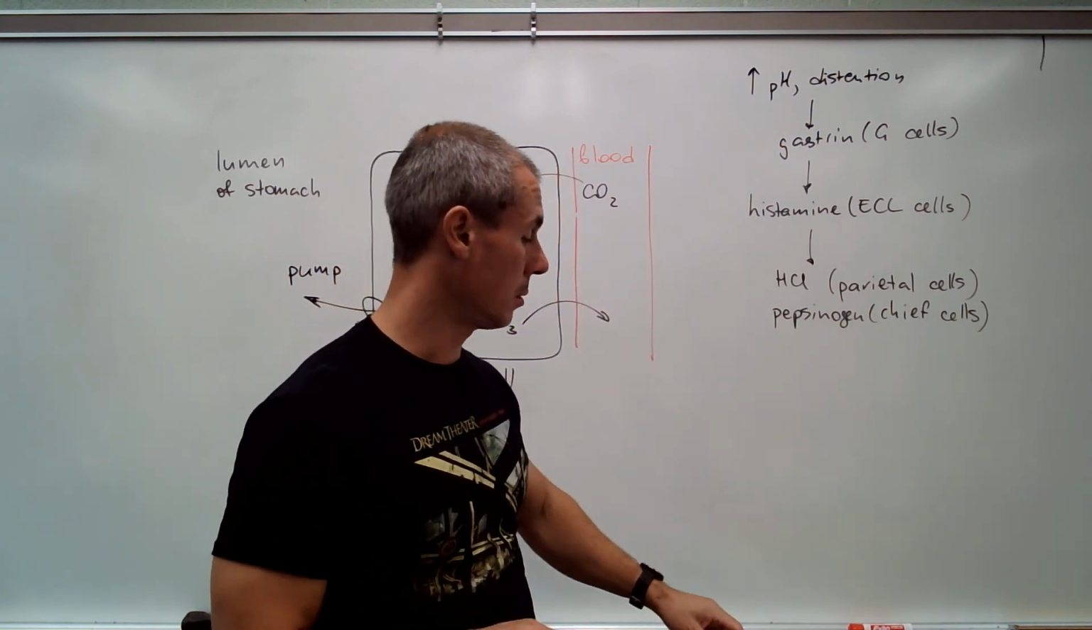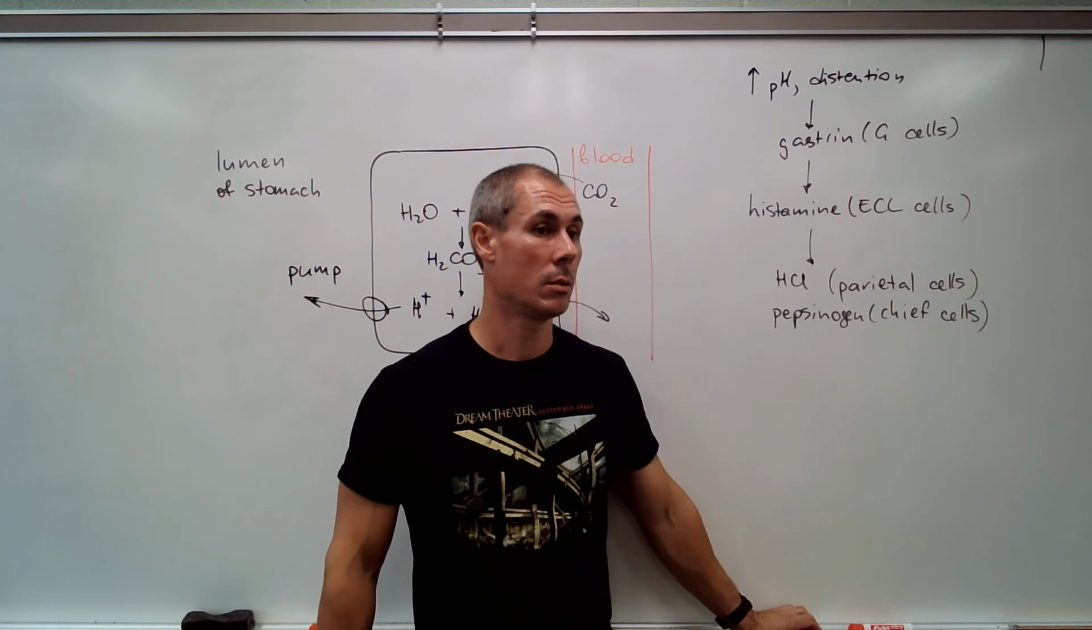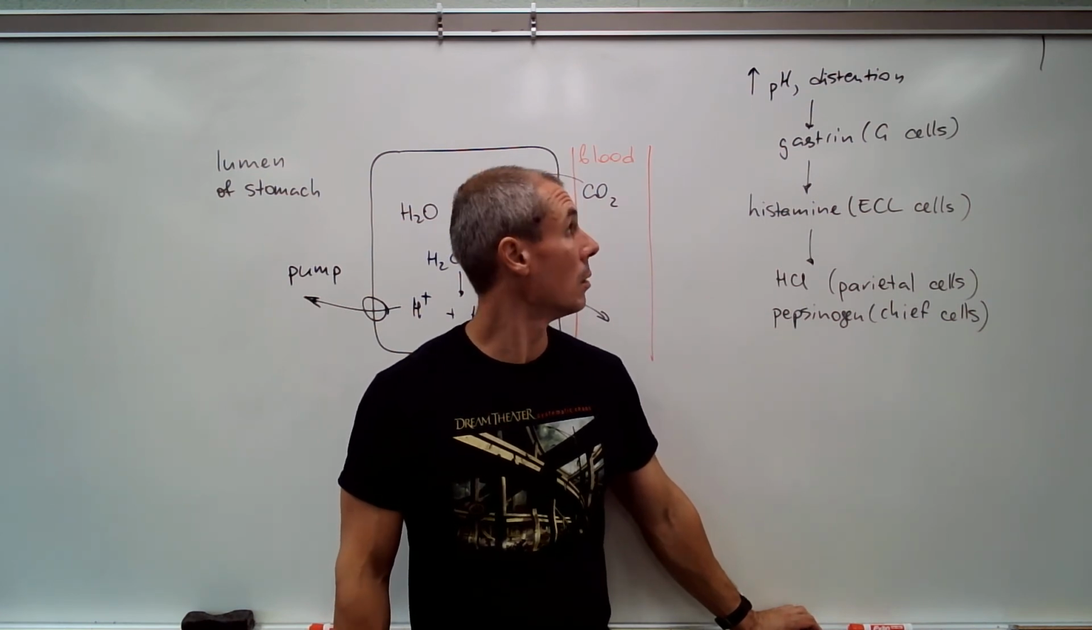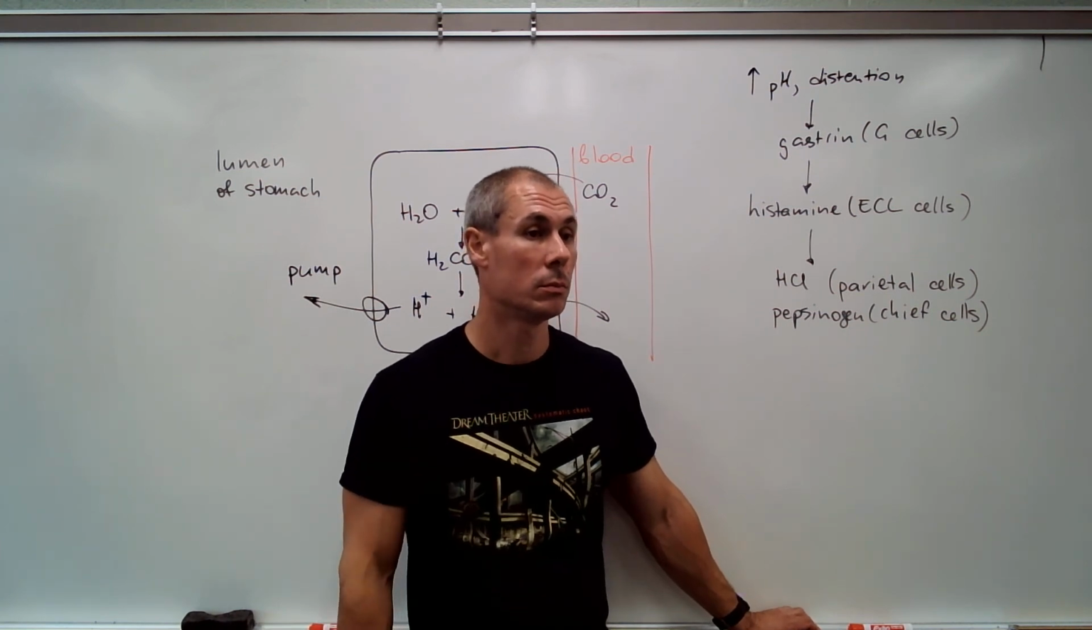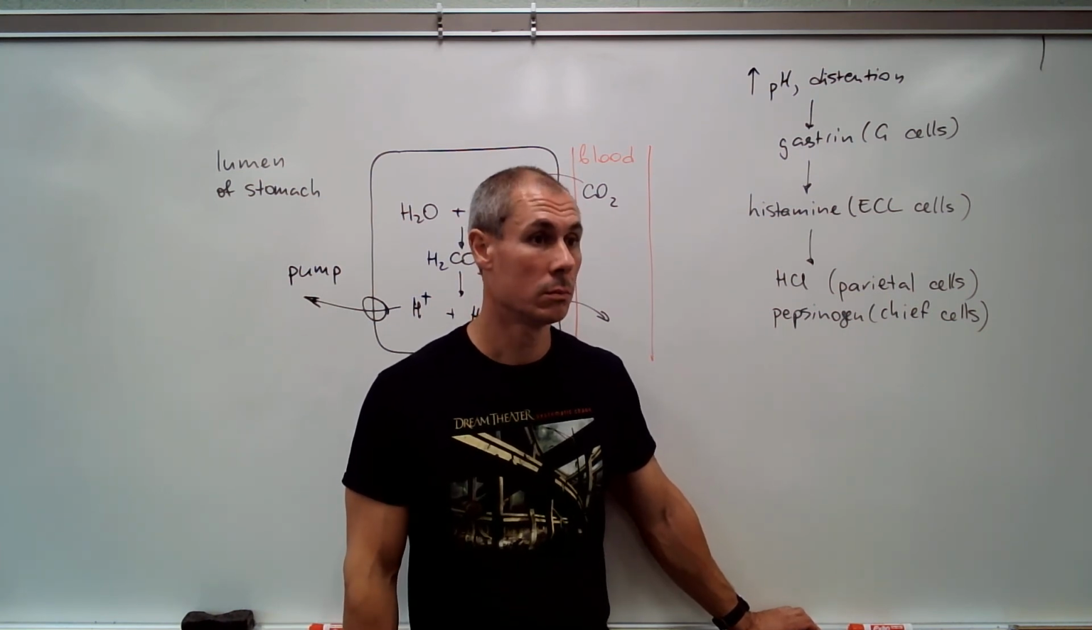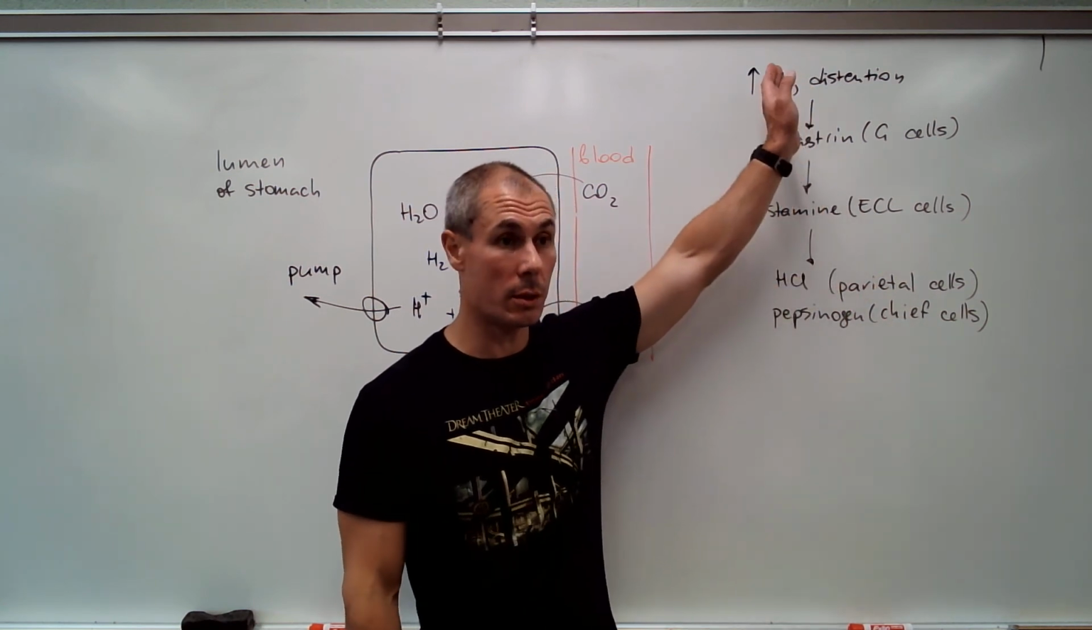So with the increase in pH, there's food that comes in which is initially neutral and dilutes the acid, but then we produce more acid, which is why it's an increase in pH as an initial stimulus. Okay.